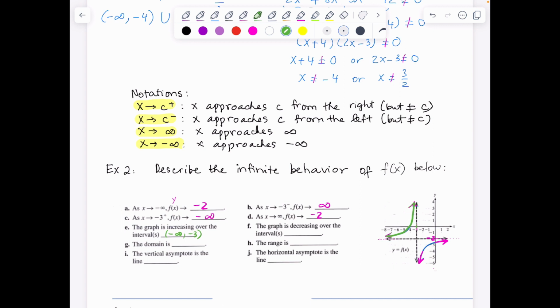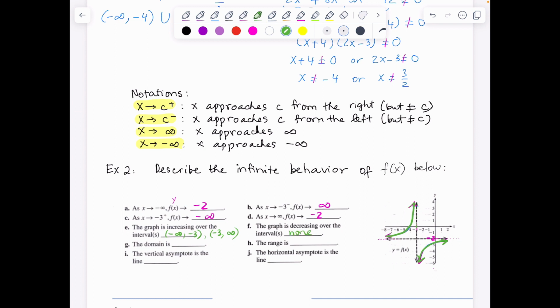And furthermore, the graph is also increasing in this section because, as you can see, it's still going up from left to right. So for that section, the interval would be -3 all the way to the right. So that's all the way to infinity. Okay, F, the graph is decreasing over the intervals. I don't see anything that goes down from left to right, so we're going to write none here.